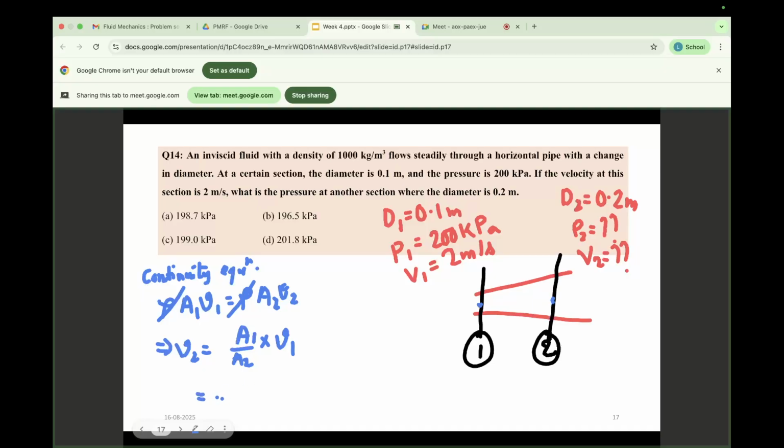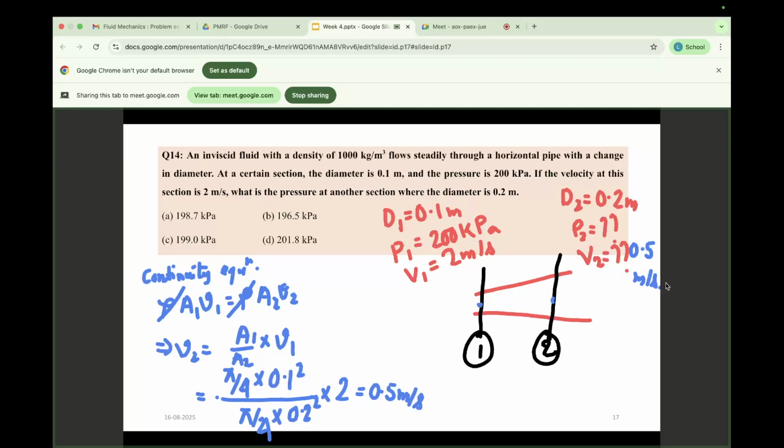So what is A1 here? The diameter is given, and I know it is a circular section, so pi by 4 into d1 square, d1 meaning 0.1 square. Similarly for A2 it is pi by 4 into 0.2 square. And V1 is already given as 2. So 0.1 square over 0.2 square gives 1 by 4, into 2. So 2 by 4, that is half, 0.5 meter per second. So I get V2 equal to 0.5 meter per second. Up to this it is clear.